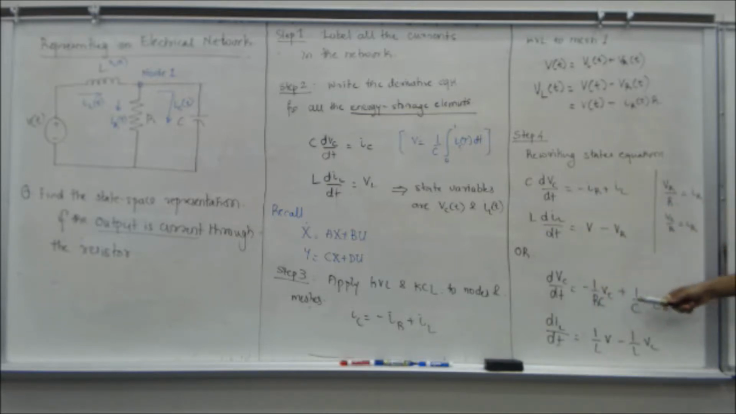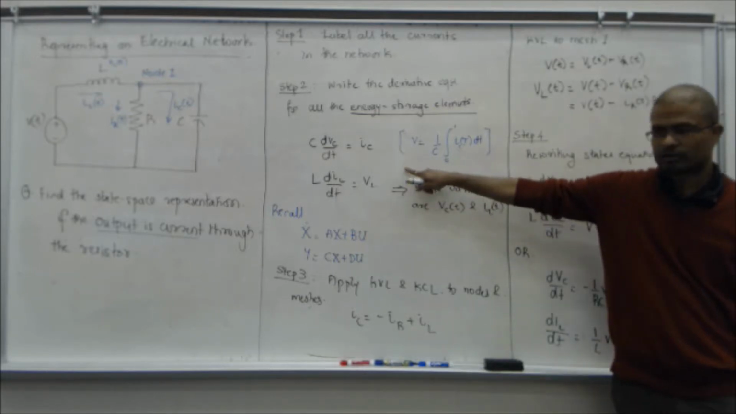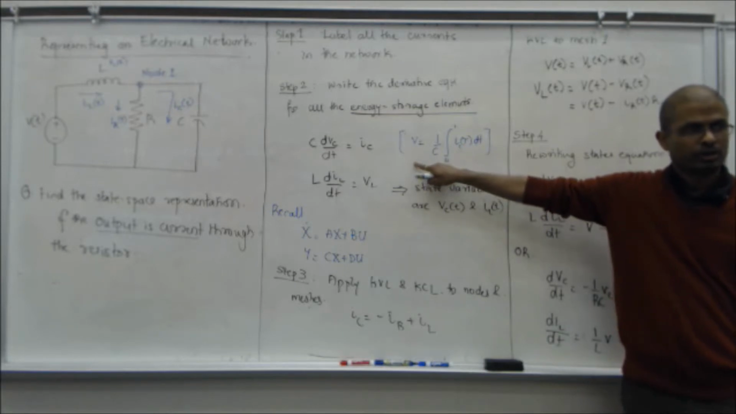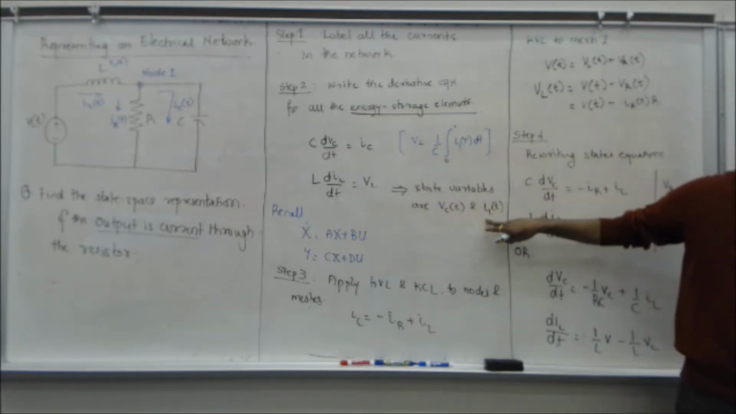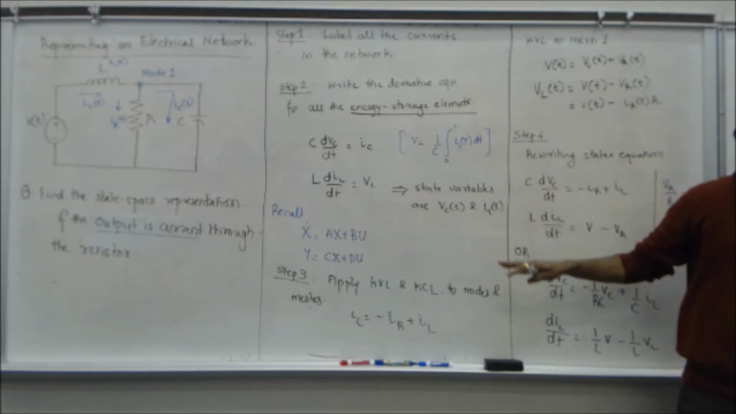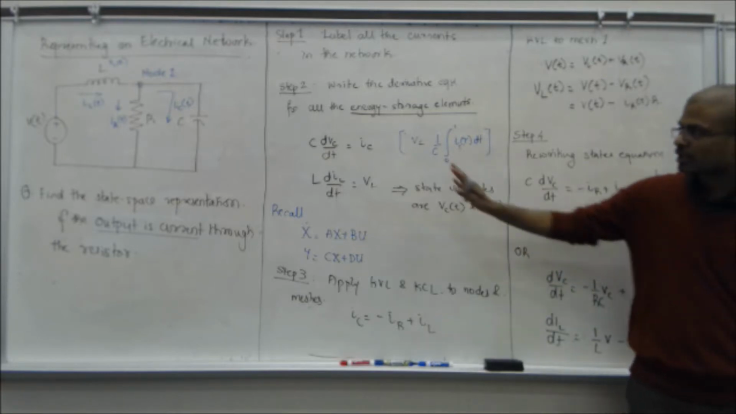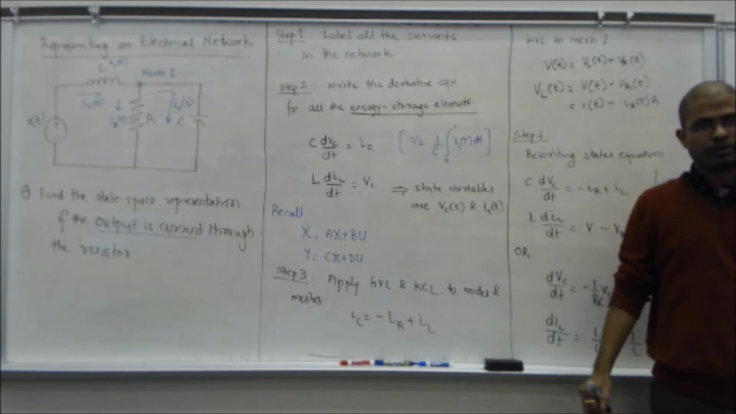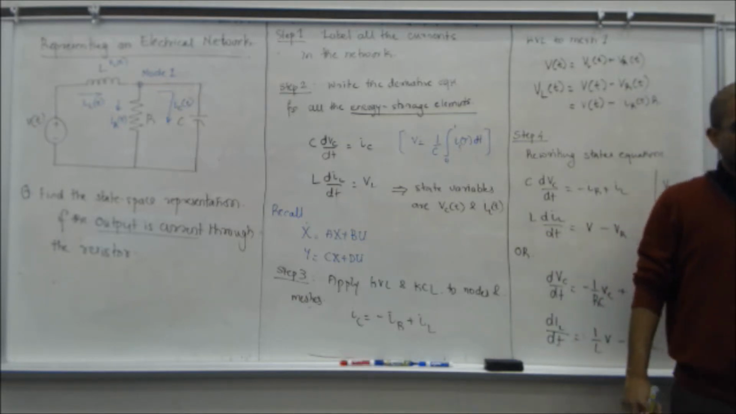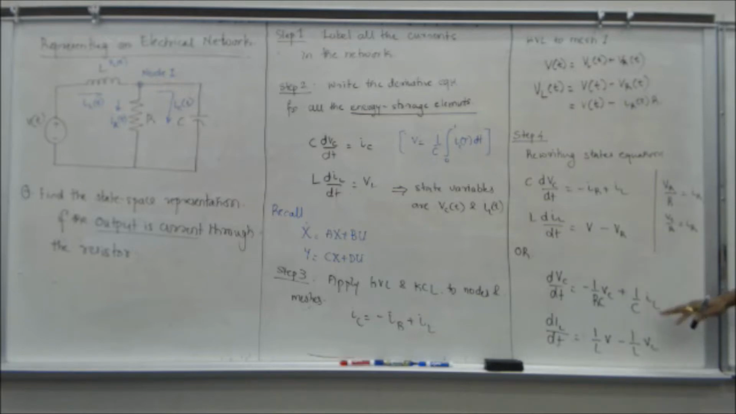If you look at these, everything here is a state variable. VC is a state variable, IL is a state variable, V is just an input. You see that? The state variables get identified here when you do the energy equations. The state variables have been identified as VC and IL. So now you're using a combination of Kirchhoff's voltage law and current law to express these in terms of state variables and input. If you have done this, you have your state equations now.